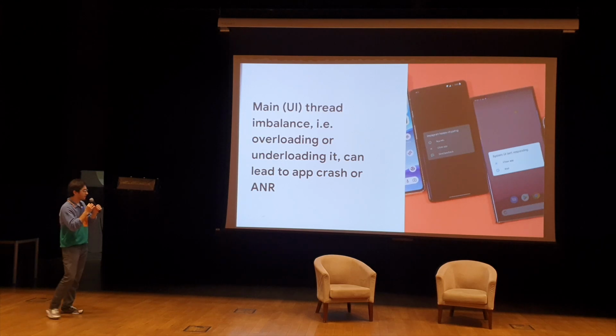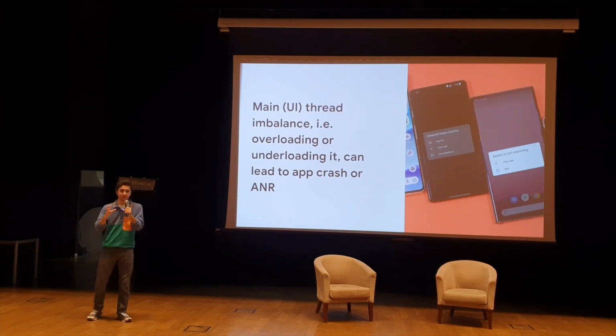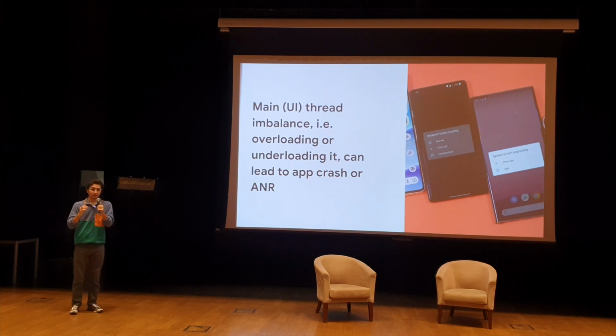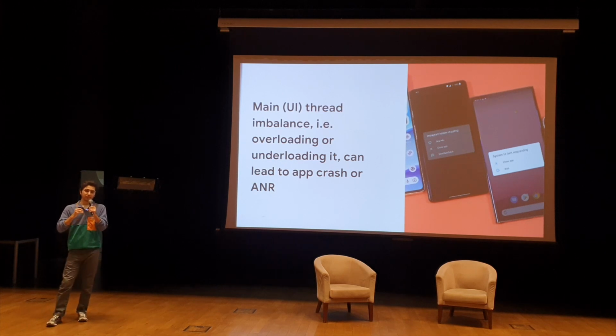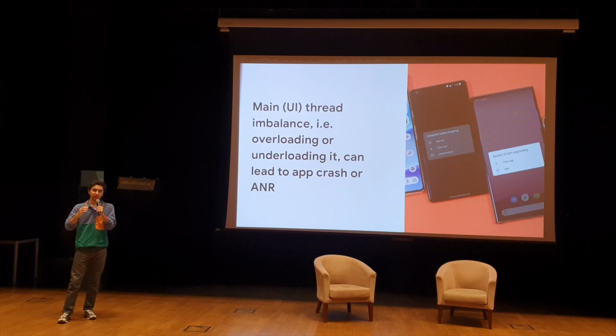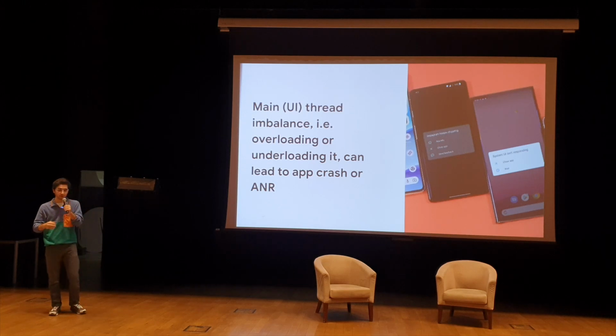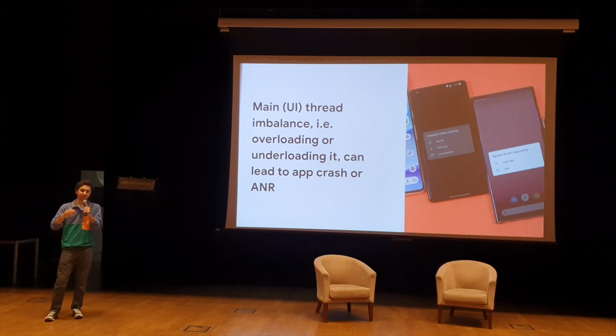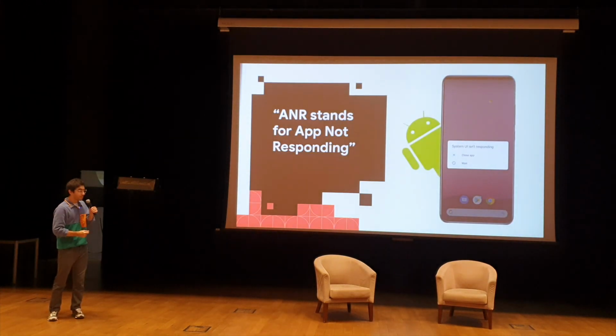I really like the way one Android developer has explained the problems with app crashes and ANRs. It is main thread imbalance, so overloading or underloading the main thread. In the case of app crashes, if you underload your main thread, which means that you try to do some work that has to be done on the main thread, work with the UI, somewhere outside of the main thread, your app will crash. And if you overload your main thread, if you do more than it should, some heavy tasks, it will lead to ANRs, which stands for app not responding.